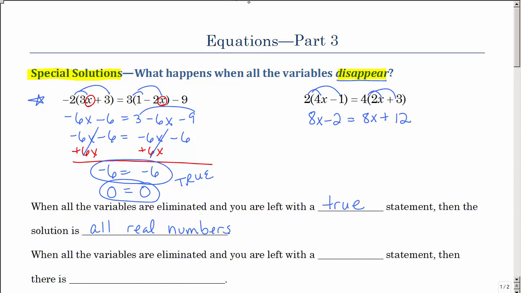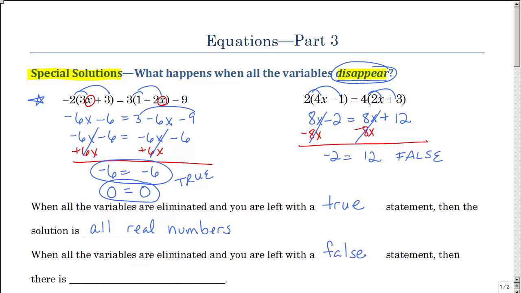Well, again, we could get our x's on one side, so if I subtract 8x on both sides, I get negative 2 equals 12. My variables have disappeared one more time, but hey, this negative 2 doesn't equal 12. That is a false statement. Again, that's not the answer. When all the variables are eliminated and you are left with a false statement, then there is no solution. Meaning that there is no value of x that you can plug in and make that equation true.